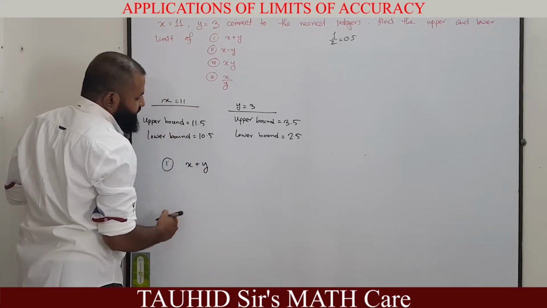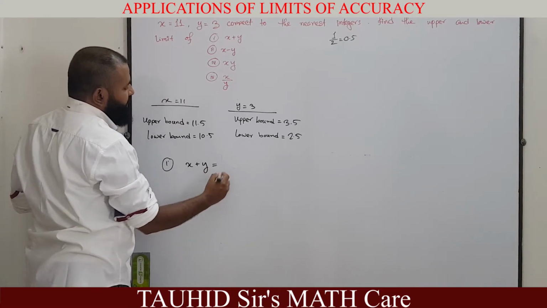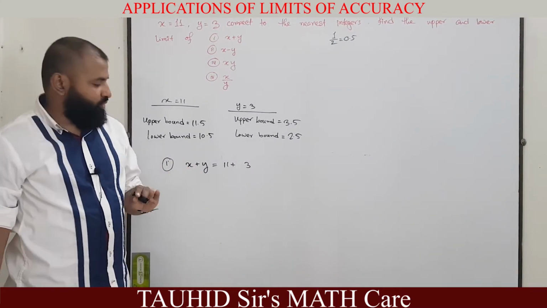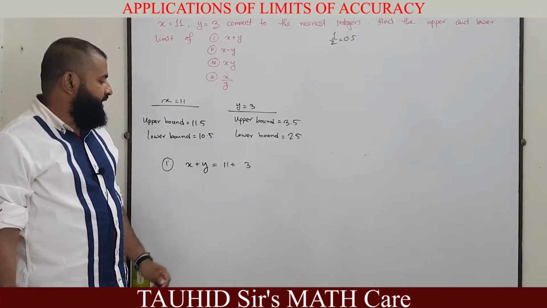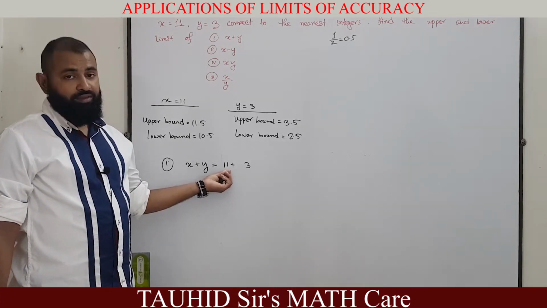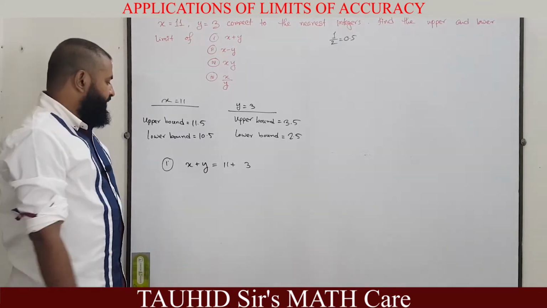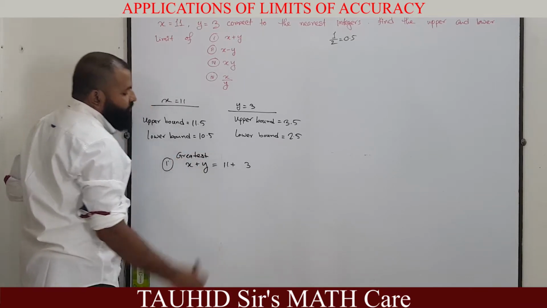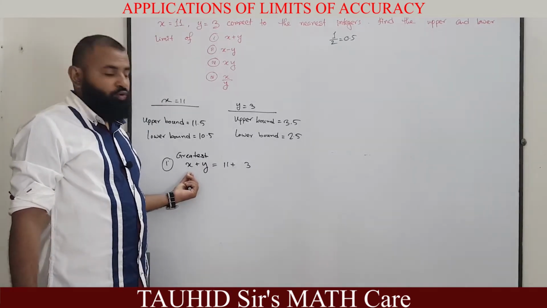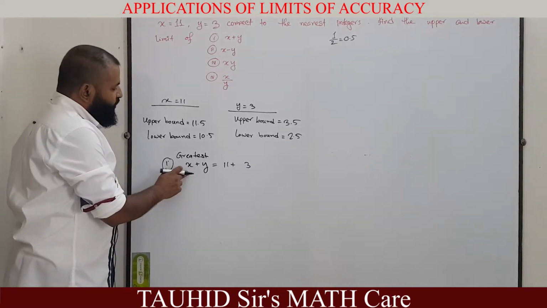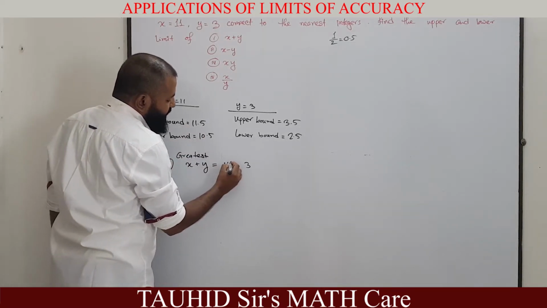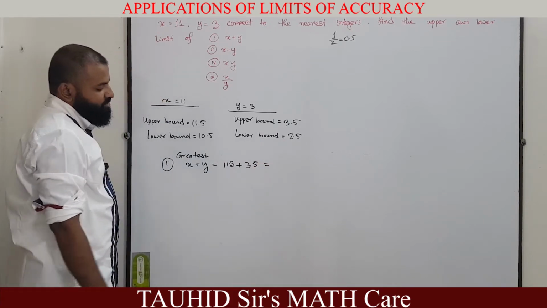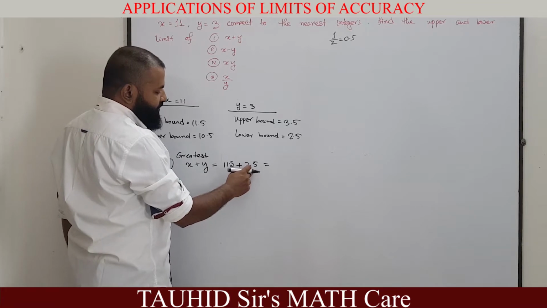X plus y. Normally the value of x plus y can be 11 plus 3. This is the scenario when we did not think about the limit of accuracy. But when we are thinking about limit of accuracy, and we are told that the value of x is not 11, the value of x is 11 correct to nearest integer, that means when we calculate the upper bound of x plus y, that means the greatest value of x plus y, we will take the largest value of x and the largest value of y. Largest value of x is 11.5. So instead of 11 we will write 11.5, and instead of 3 we will write the largest value of y, 3.5. So the largest value of x plus y will be 11.5 plus 3.5, that means 15.